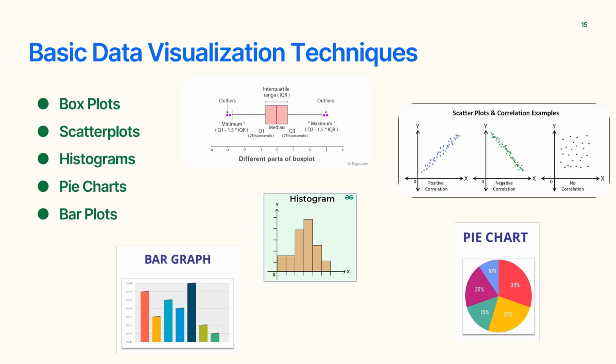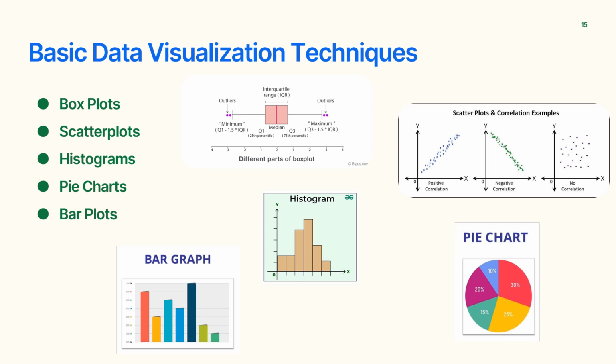Another method that people commonly use are basic data visual techniques. Some of the data visual options that you can use are box plots, scatter plots, histograms, pie charts, and bar plots. On the right, there are individual examples of what each of these look like.